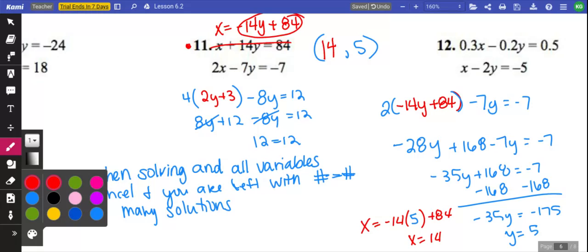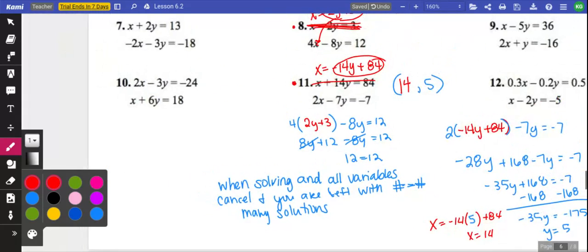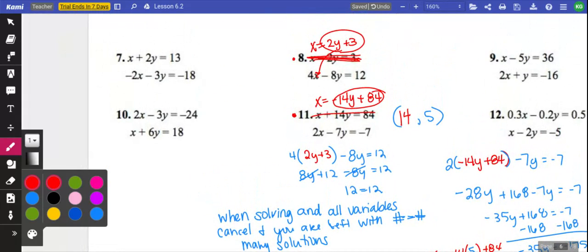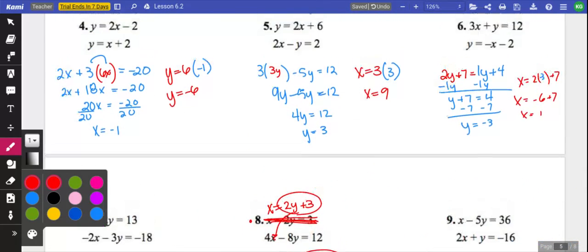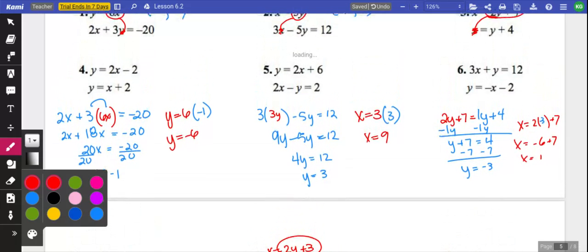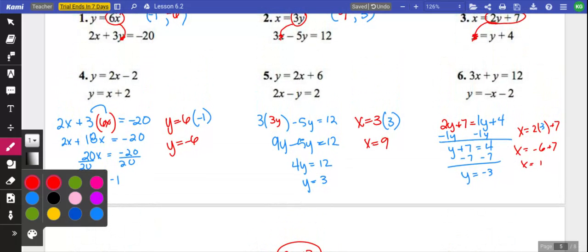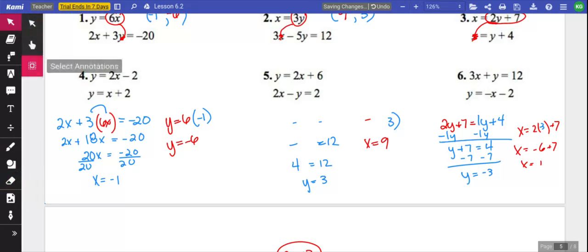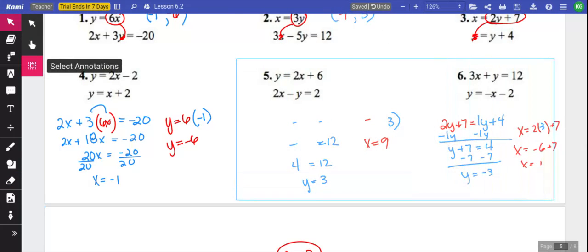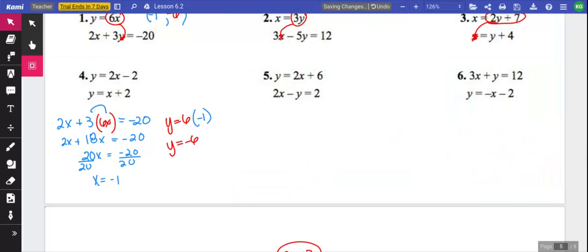Okay, let's go back and hunt for a no solution one. Okay, here's one. Number 5. I hope this one is it. Come on. Okay, number 5.